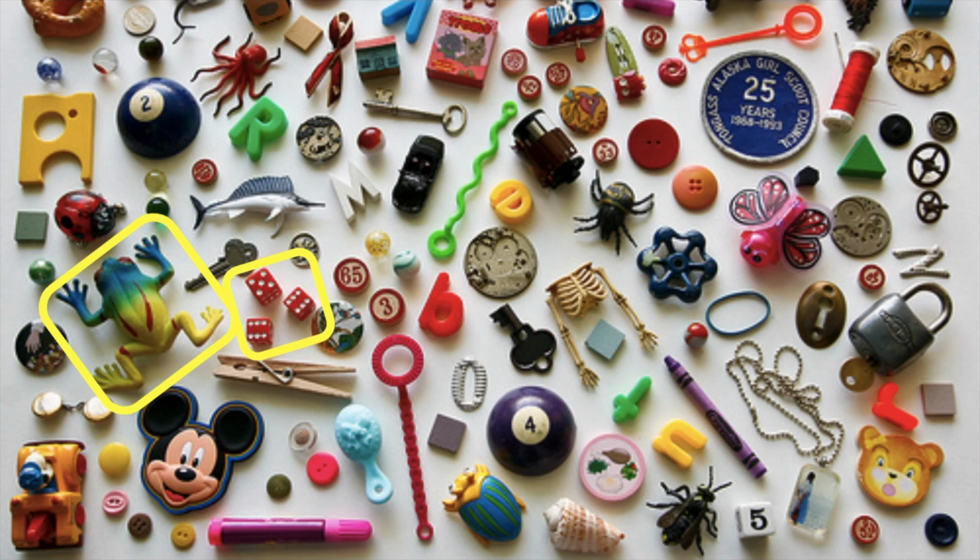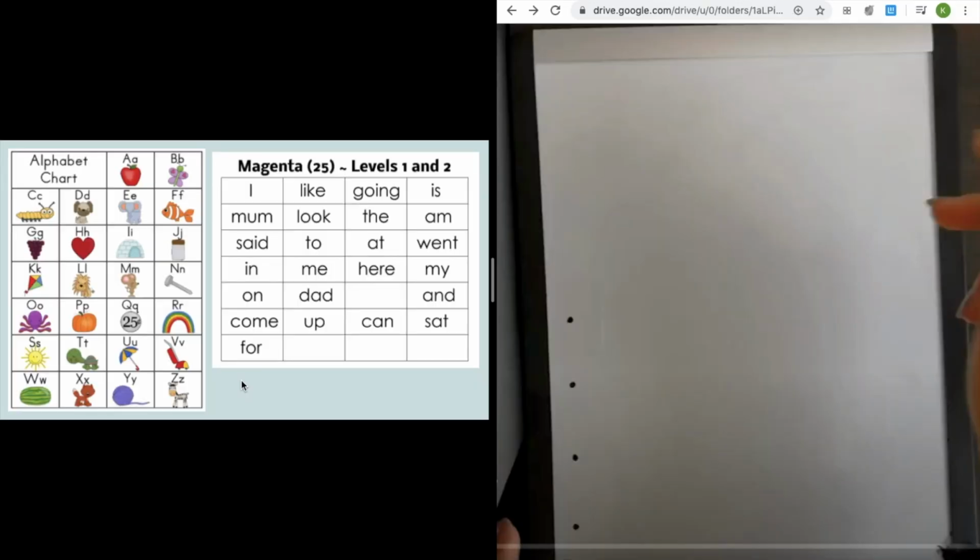And I'm thinking maybe I'll write, I can see a frog. And my second sentence might be, look at the red dice. Now let's see how we're going to write our sentences. Okay, so to help us with our writing, we're going to use this page. And we've seen this many times before.